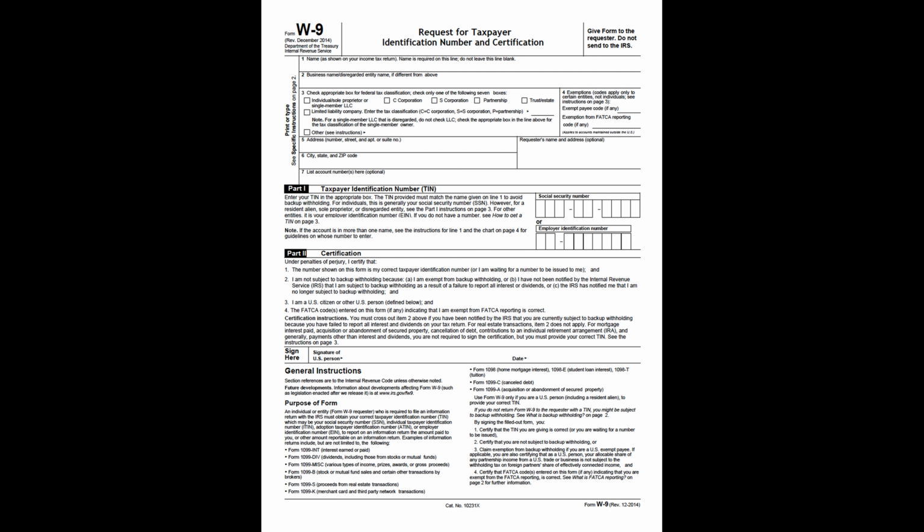Cat. No. 10231X, Form W-9, Rev. December 2014. Note. If you are a U.S. person and a requester gives you a form other than Form W-9 to request your TIN, you must use the requester's form if it is substantially similar to this Form W-9.